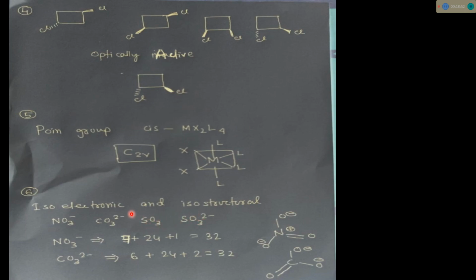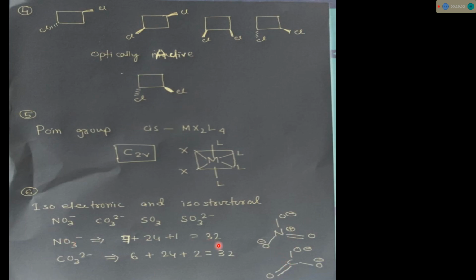Among them, we have to find which pair is isoelectronic as well as isostructural. If we count the electrons of NO3 minus: nitrogen 7 electrons, 3 oxygen 24 electrons, 1 negative charge 1 electron, total 32. For carbonate: carbon 6 electrons, 3 oxygen 24 electrons, plus 2 negative charge 2 electrons, total 32. So for nitrate and carbonate, the electron count is the same. We also know the structure of nitrate and carbonate is trigonal planar.